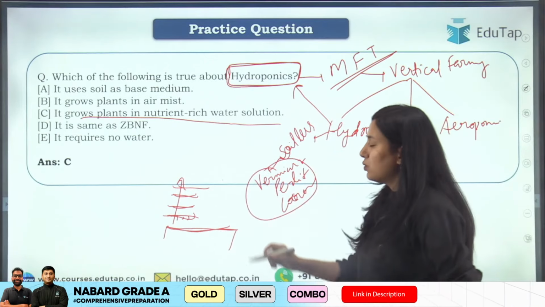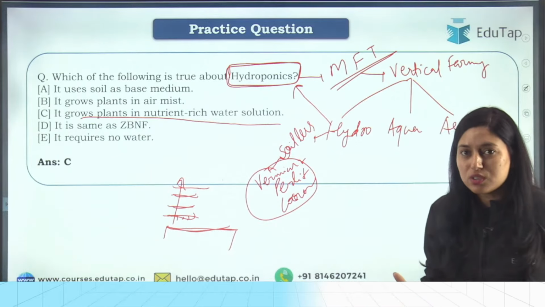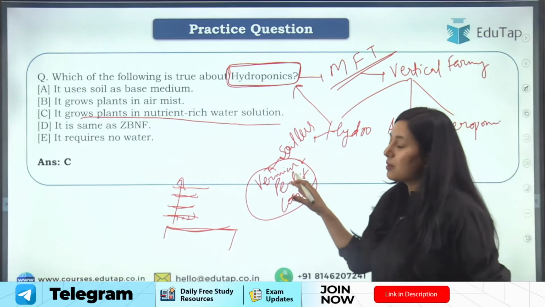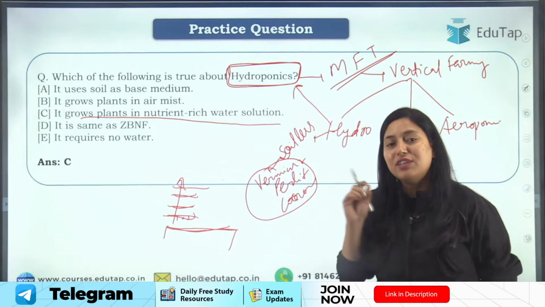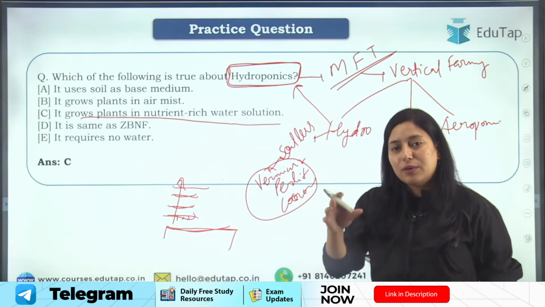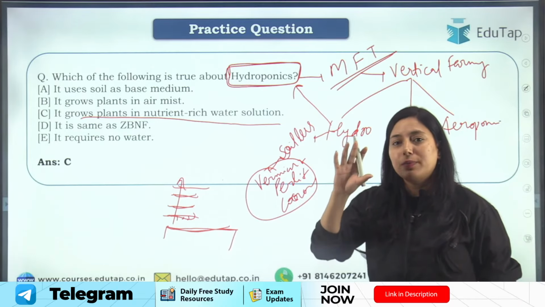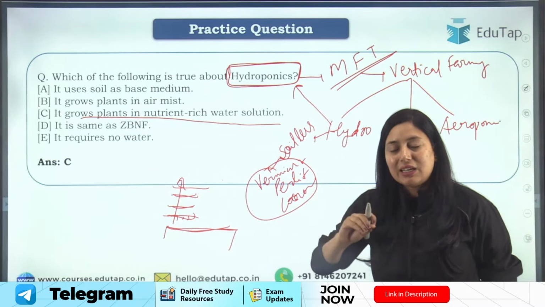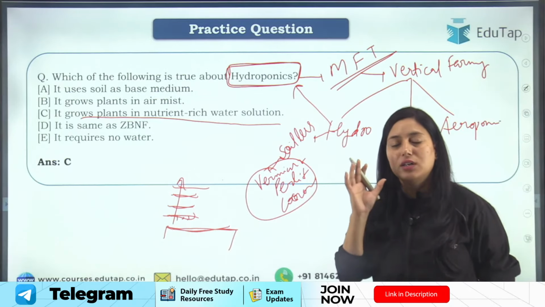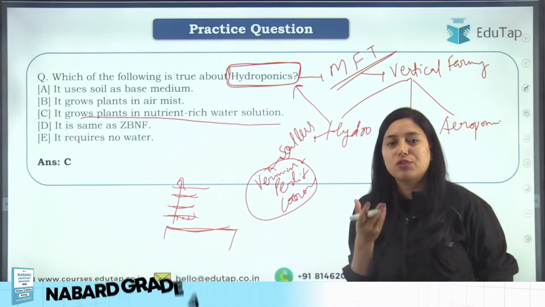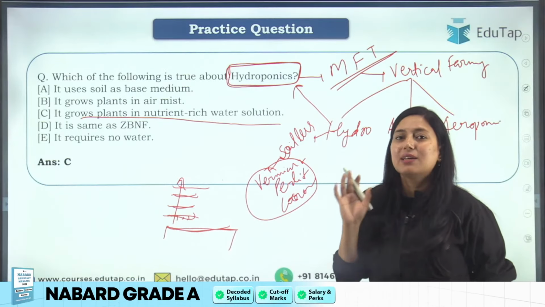Soil is not used. Any other substance can be used, but without these substances also hydroponics can be done. If there is no supporting material, if you provide proper support to the plant, the roots can absorb the nutrients from the running water itself, and still the plant can grow.